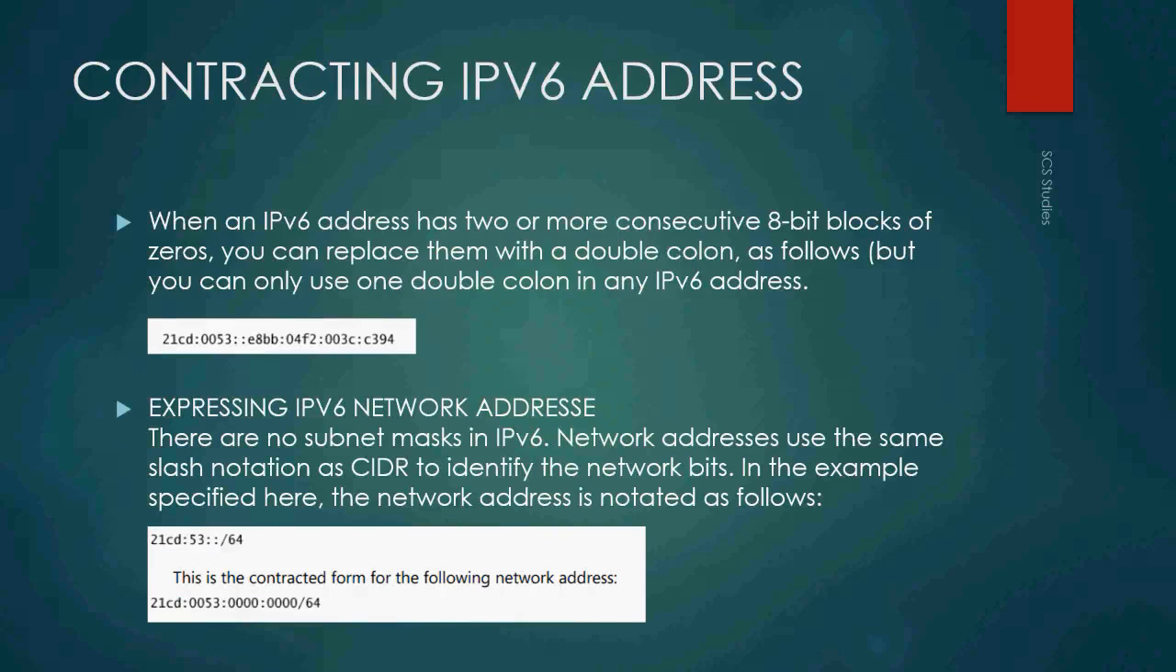Contracting IPv6 addresses. When an IP address has 2 or more contiguous 8 bits of zeros, you can replace them with a double colon, as follows. So on the downside you can see we have 2 octets with complete zeros. So instead of writing that out as zero bits, you can use a double colon to denote those 2 different zero bits.